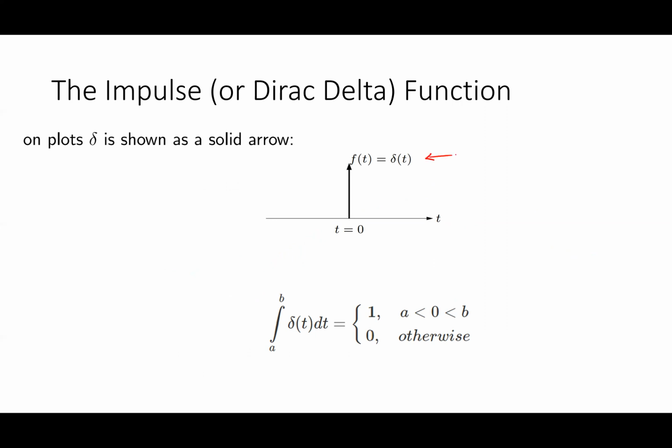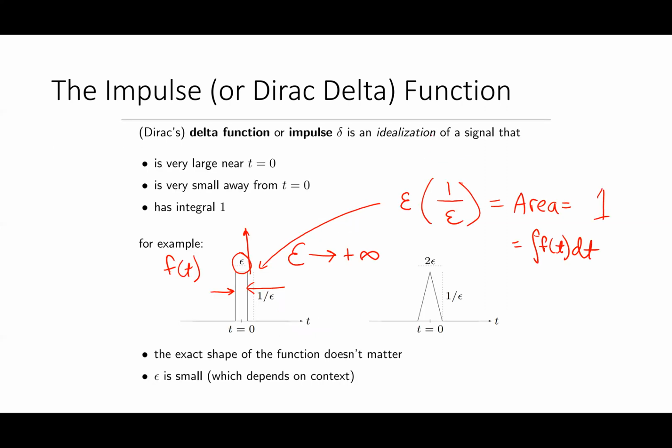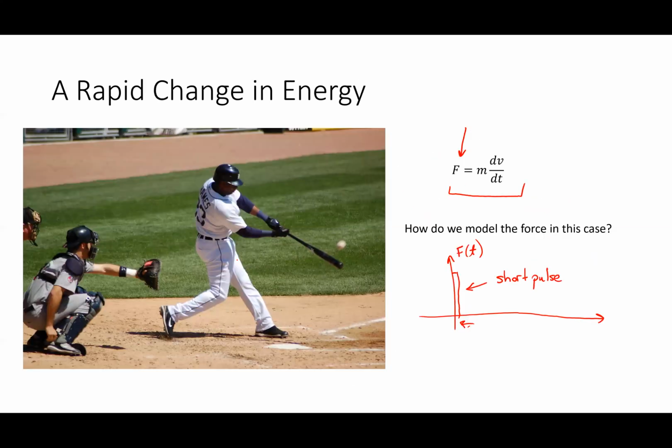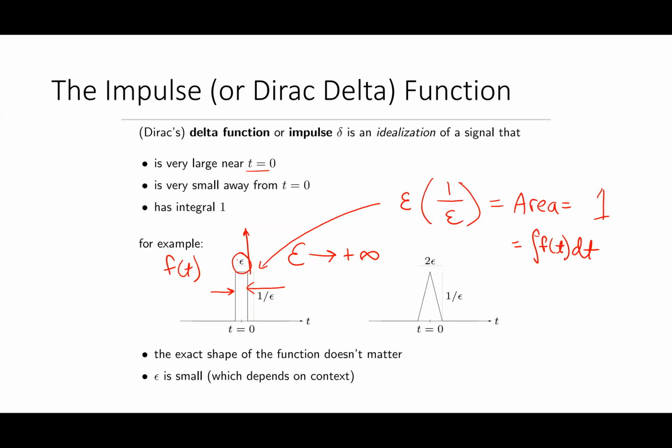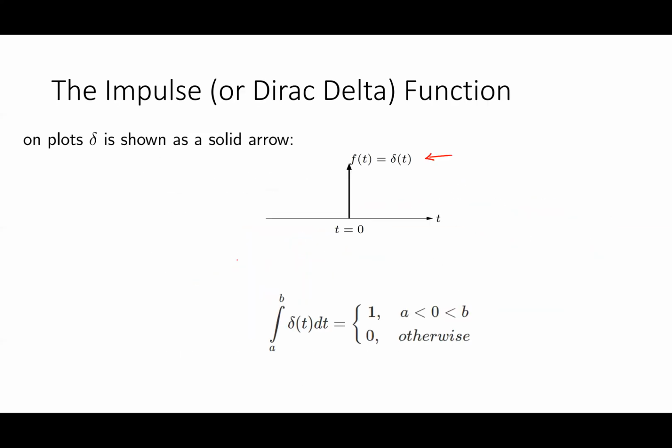Now, what is its meaning to me? Its meaning is this idealization of a signal that's very large near t equal to 0 and very small away from t equal to 0. In other words, it's real high, and then it's basically nothing, and it has an area of 1. It's something really large that doesn't last for very long. That's a way of thinking about this scenario, but also about some other fairly common things, which we'll deal with in a second.